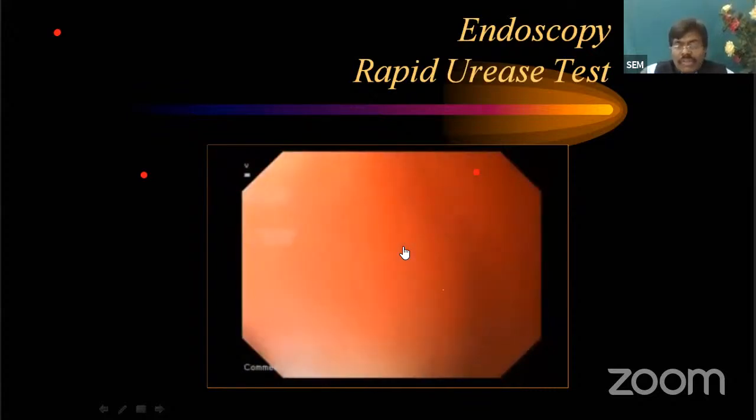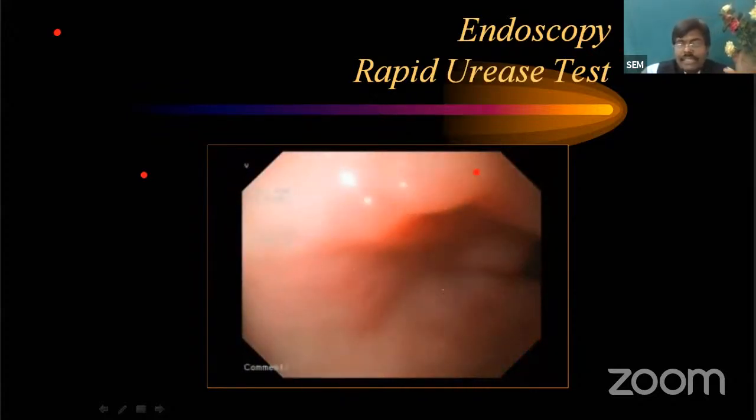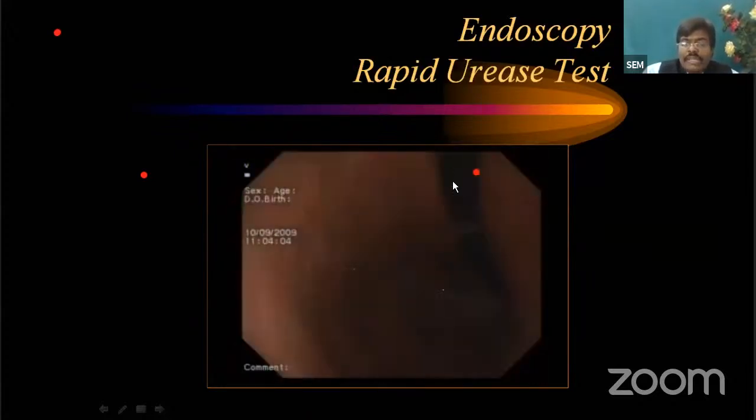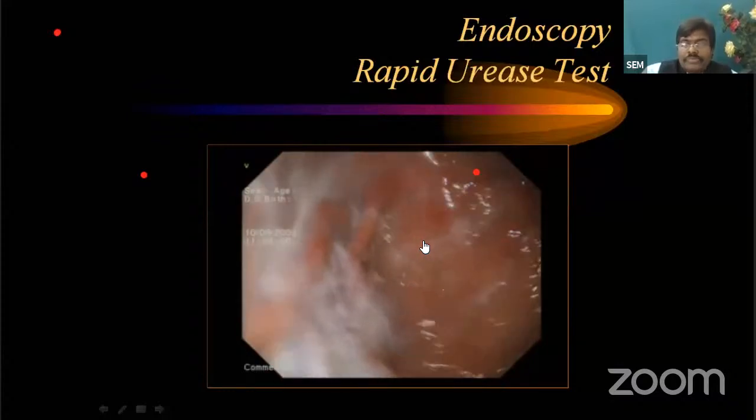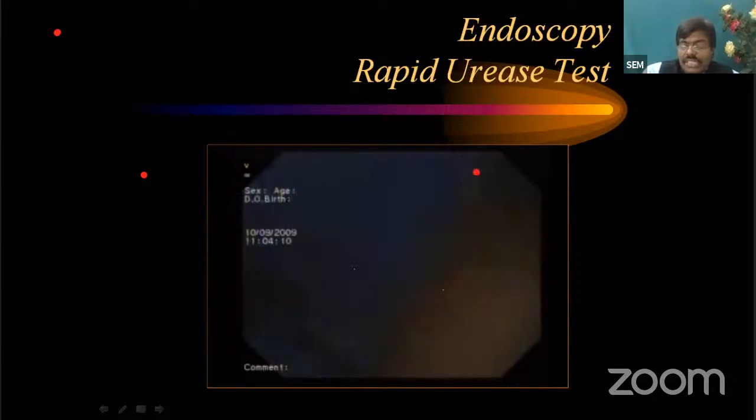Now what we are doing, we are now into the antrum of the stomach. In the antrum of the stomach, imagine this particular patient, the duodenal ulcer is because of H. pylori. There is also some mild gastritis. So we'll do a test that is called an H. pylori test.